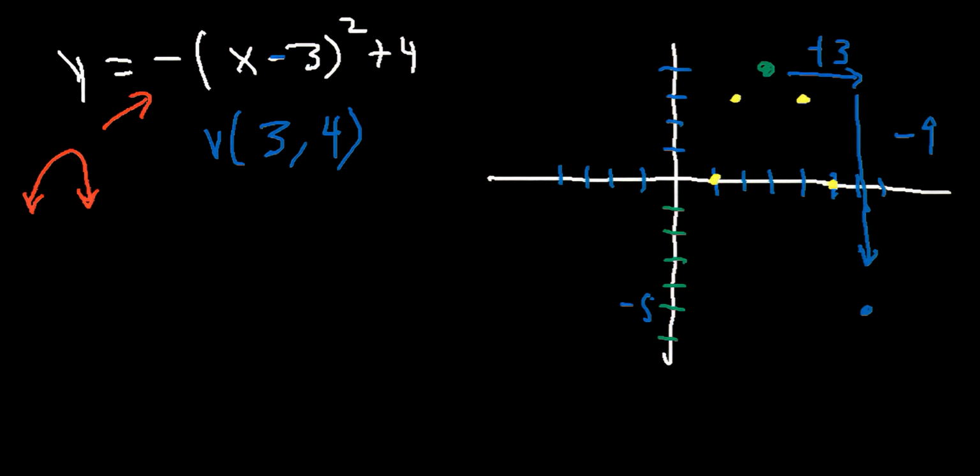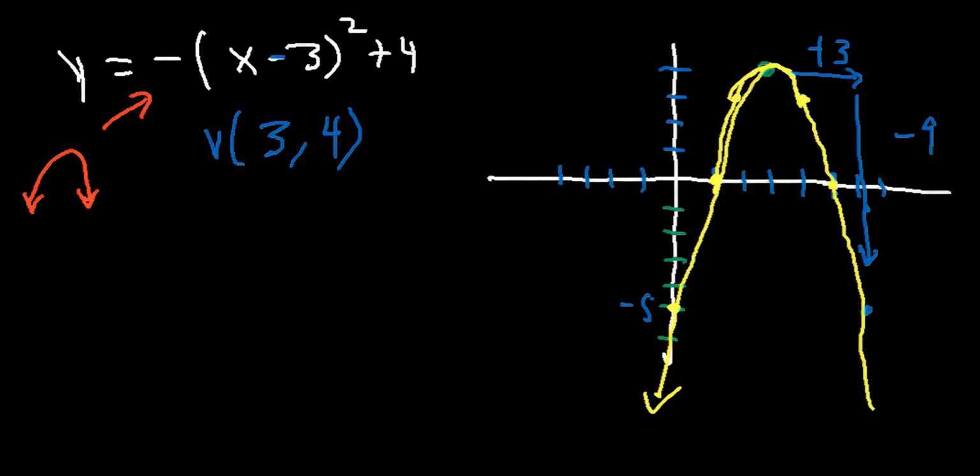And if we go 3 to the left, we'll be at the y-axis, and it will be down 5 as well. So this graph looks something like this. And that's how you graph it.